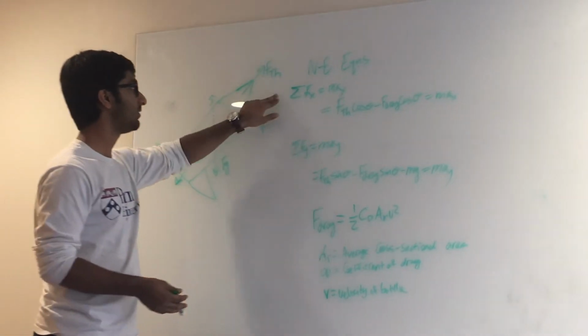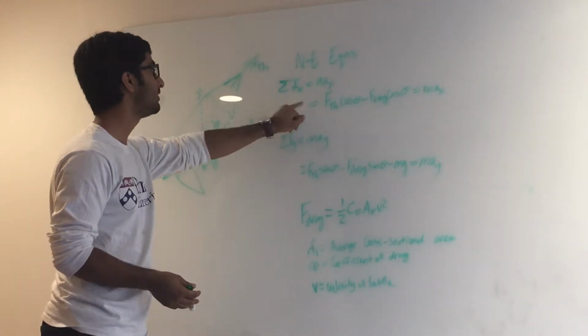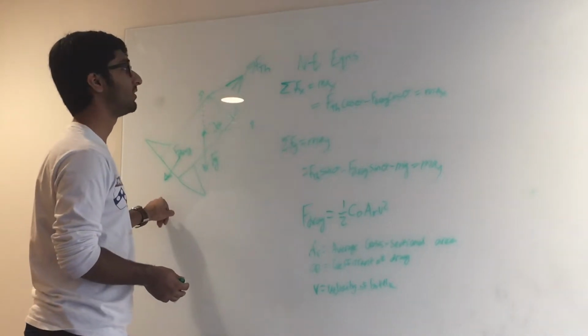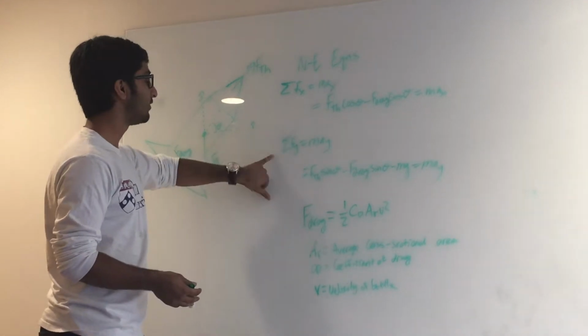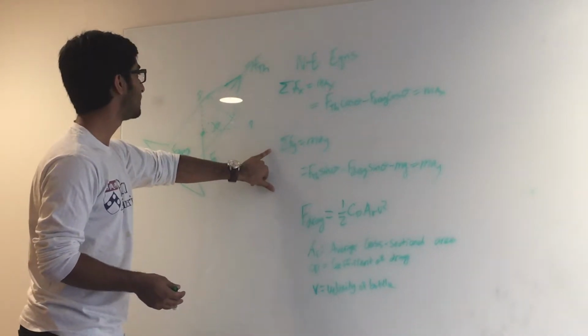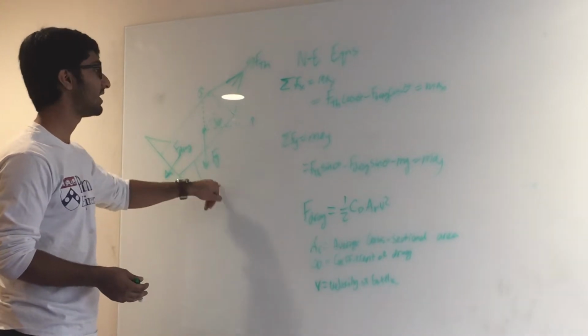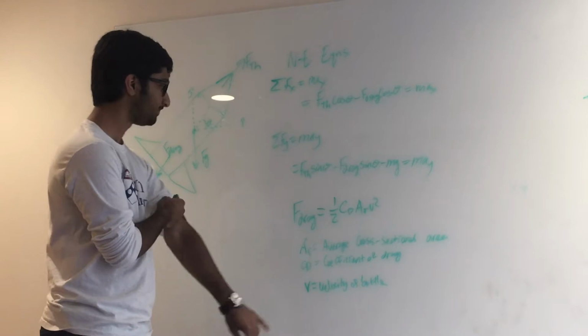So we can break these down using our Newton-Euler equations. If we sum the forces in the x direction, we have the x component of the thrust force, and we have the x component of the drag force, which is equal to our acceleration in the x direction. If we break down our forces in the y direction, we have the y component of the thrust force, the y component of the drag force, and the gravitational force, which gives us our acceleration in the y direction.